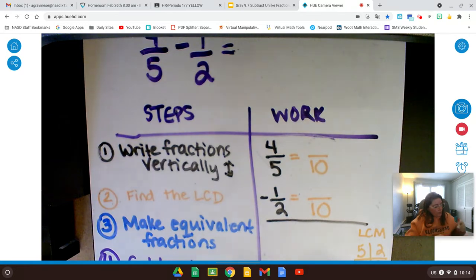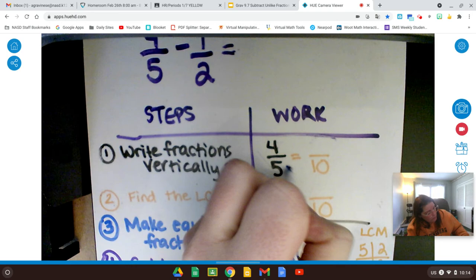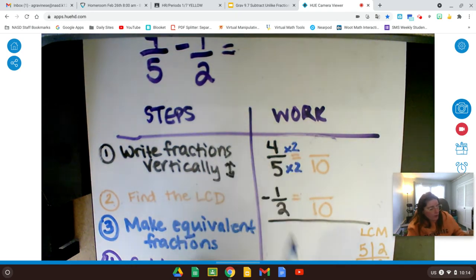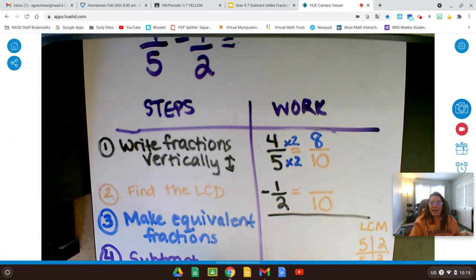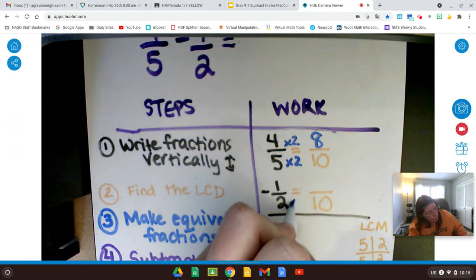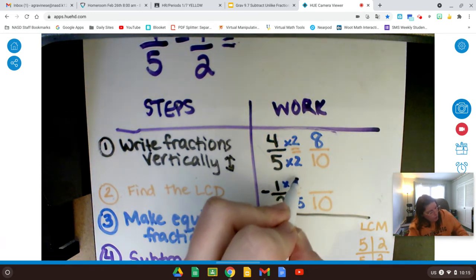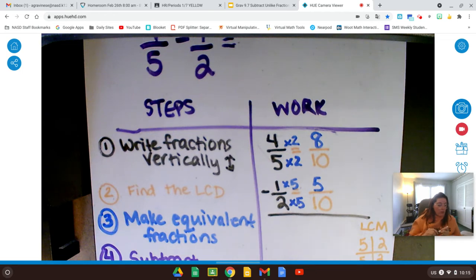All right, so how do I get from 5 to 10? I times it by 2. Do the same to your numerator. 4 times 2 equals 8. So 4/5 would give us 8 of those tenths pieces. How about 1/2? 2 times what gives me 10? 5. And do the same to your numerator. 1 times 5 equals 5. So 1/2 equals the same amount as 5/10.